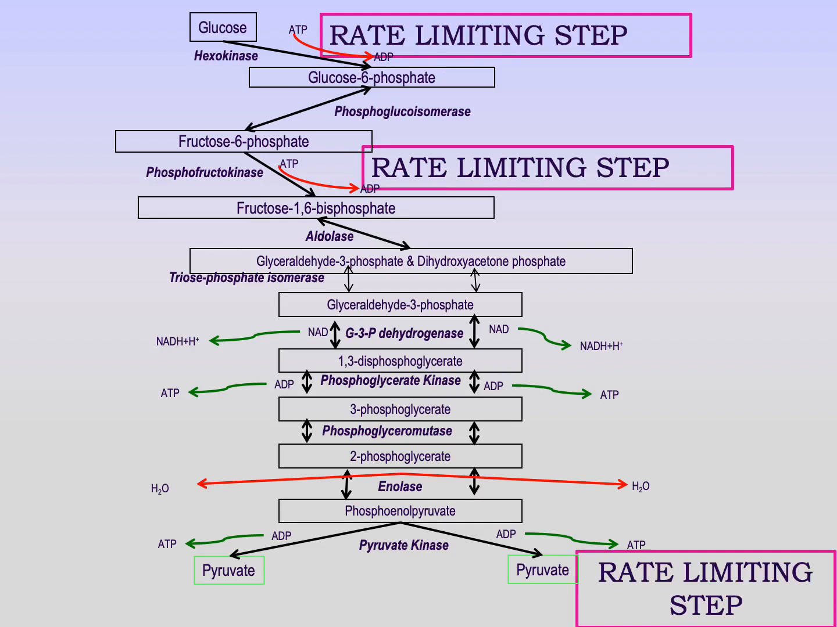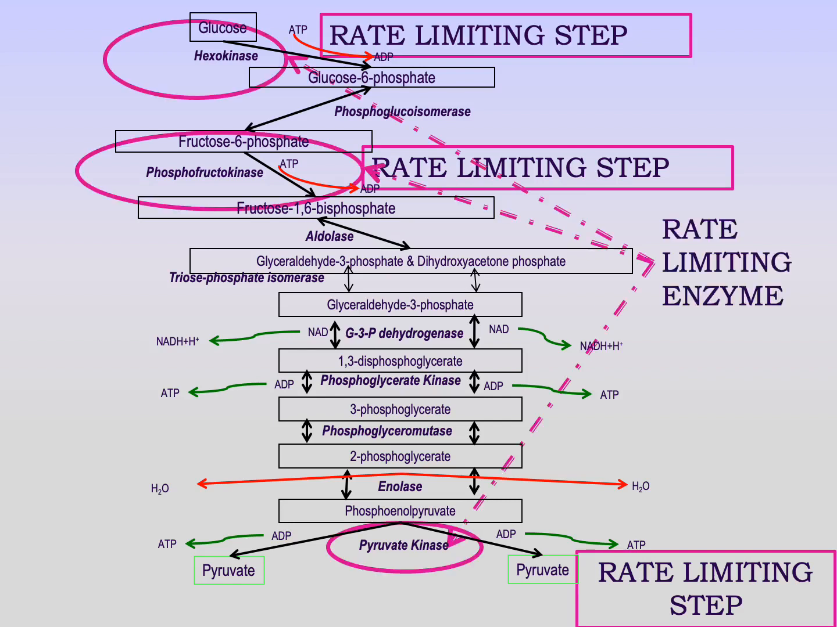The rate limiting enzymes are hexokinase, phosphofructokinase, and pyruvate kinase.